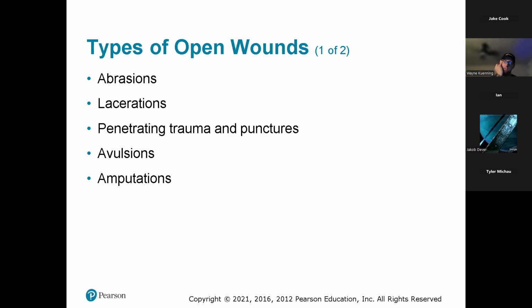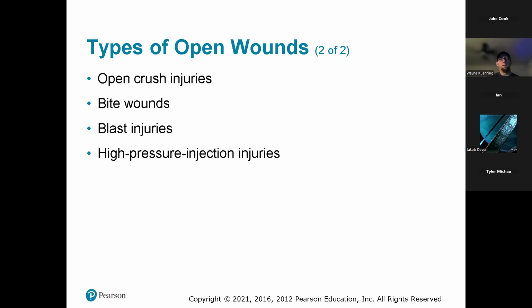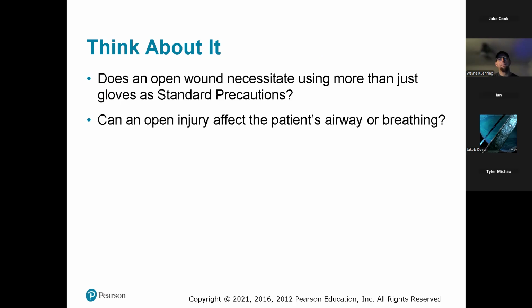So abrasions, lacerations, penetrating trauma, avulsions, and amputations are a short list of types of open wounds. Open crush injuries, bite wounds, blast injuries, or high pressure injection injuries. You can come across it with any piece of equipment that runs hydraulics, but hydraulic high pressure injection injuries are interesting.